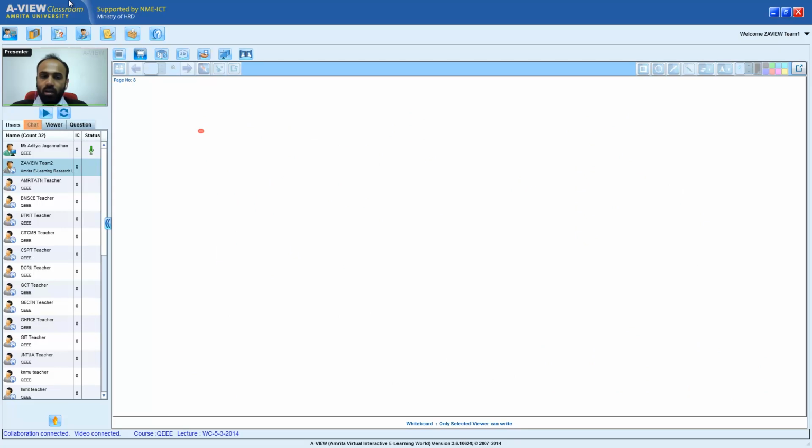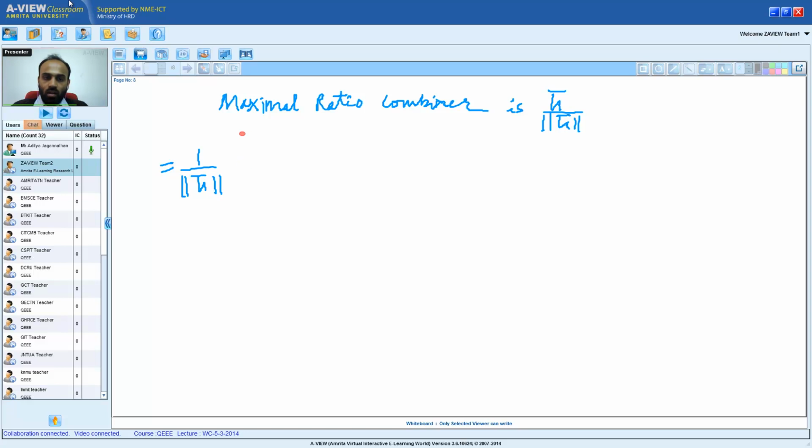So the maximal ratio combiner is H bar divided by norm H bar. That is equal to 1 by norm H bar times H1, H2, and so on up to HL. This is the maximal ratio combining vector.